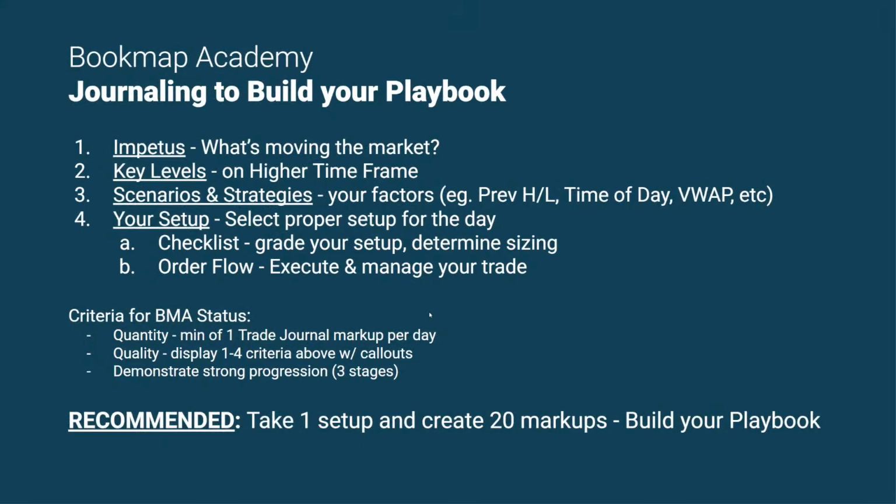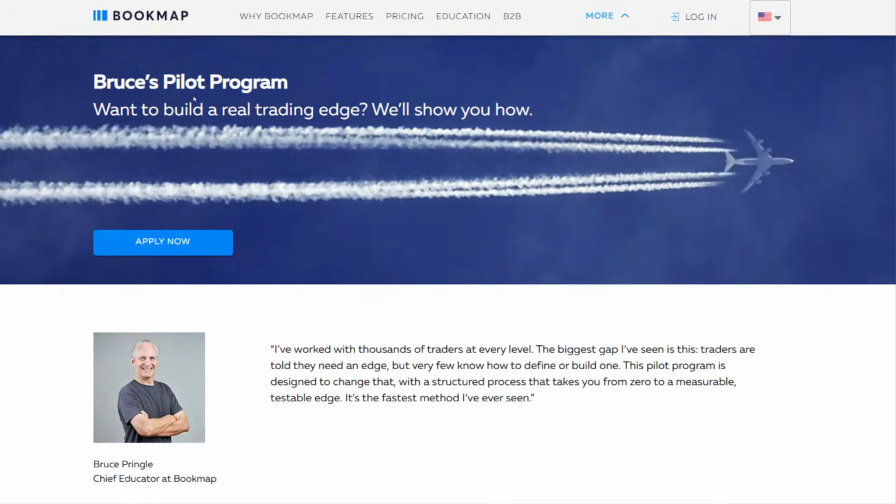All right, so our Bookmap Academy journaling process, building our playbook. This is what we go through time and again, every webinar: the impetus, what's moving the market, the key levels, developing scenarios and strategies around those key levels, and then it comes down to our setup, which is basically order flow and execution. We know our setup, we know what we're looking for, we grade it, we determine how much risk we want to put on it, and then we execute. Look at the order flow and take it from there. We'll go through this process in just a minute.